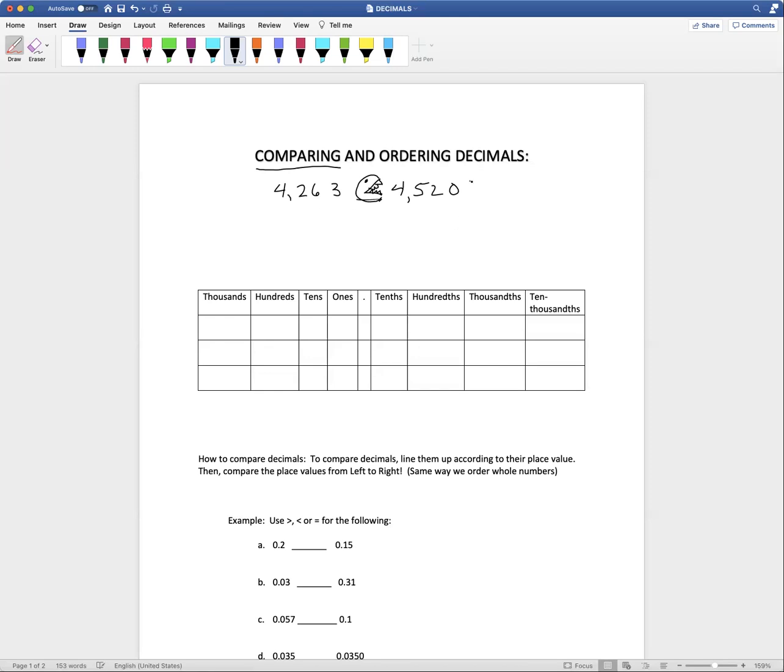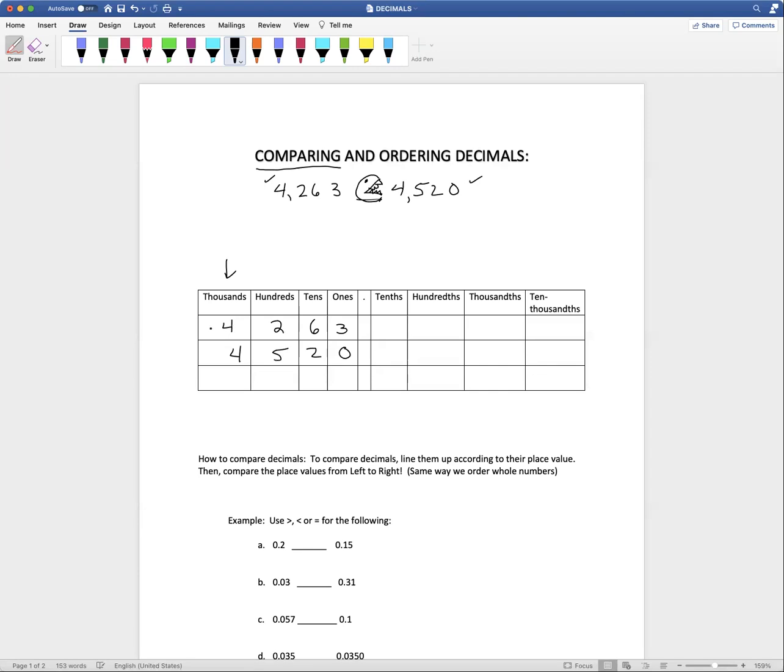Well, why is this number bigger than this number? Let's compare them. I'm going to write them in our place value chart over here. 4,263 means we have 4 thousands, 2 hundreds, 6 tens, and 3 ones. And when we're comparing that to 4,520, we have 4 thousands, 5 hundreds, 2 tens, and 0 ones. When you compare numbers, you always look at the biggest place value first, and the biggest place value here is thousands. So you look in the thousands and you say to yourself, well, which one has more thousands?